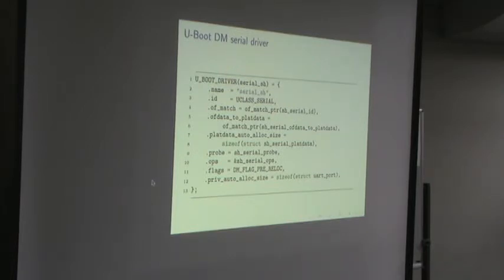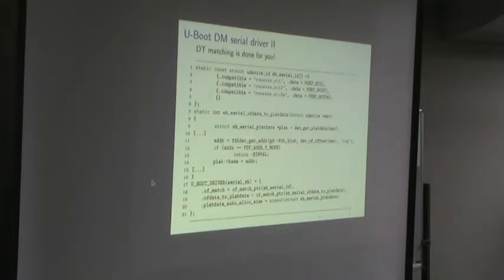What else do we have? Platform data and private data pre-allocation. This is done for you by the driver model, so you don't have to call malloc explicitly. Then we have a probe function for the hardware, which initializes the serial port when needed. We have operations which we provide to the uclass, so that the uclass can call these operations whenever the user wants to access the serial port. And we have a specific flag which says this driver should be available super early, before U-Boot relocation, because we want to have the serial console very early on.